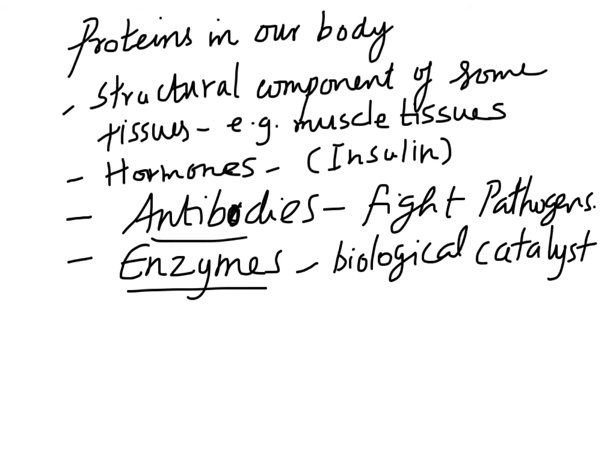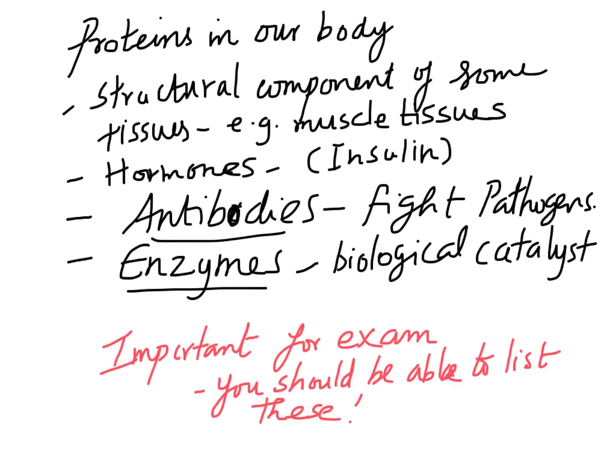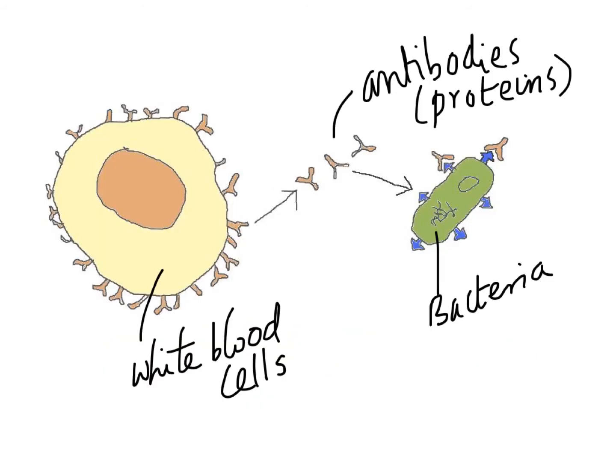If you want to know a little bit more about antibodies, that's what I'm going to show now. So here you have a white blood cell producing antibodies. When the body recognizes there is a microorganism which is harmful to our body, it starts to produce these antibodies. A special type of white blood cell starts to produce these antibodies. Now these are a type of protein, and it's important to know and be able to say this as an example of protein in our body.